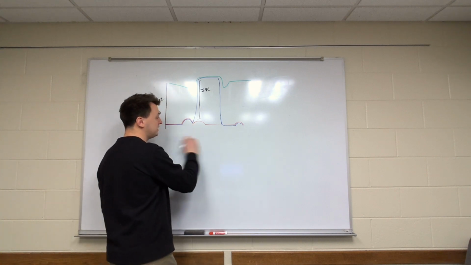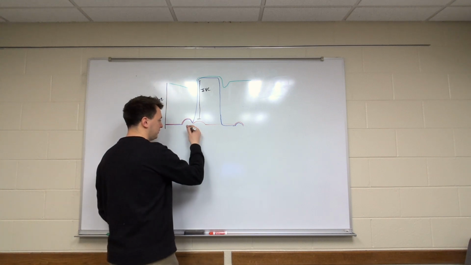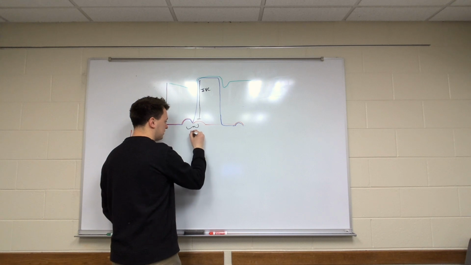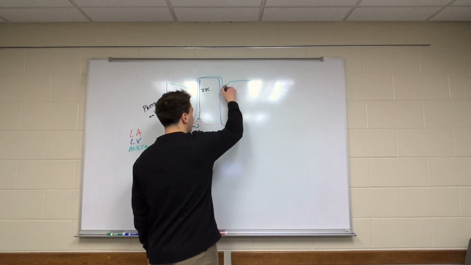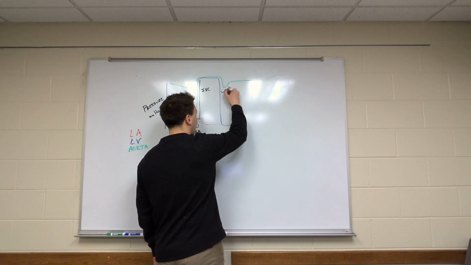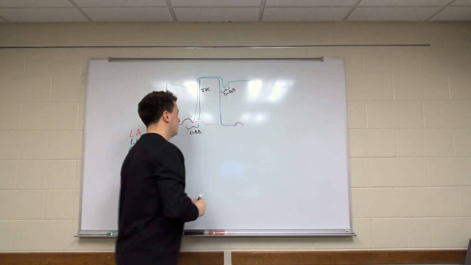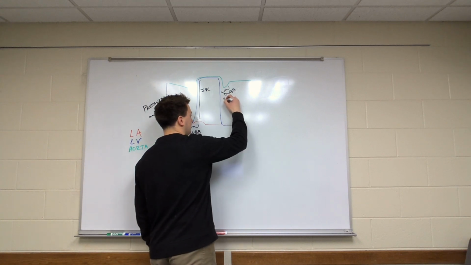So actually, we could see that here in this graph of pressure. Right here is lub. And right here is dub. And then we could also call this the dicrotic notch.